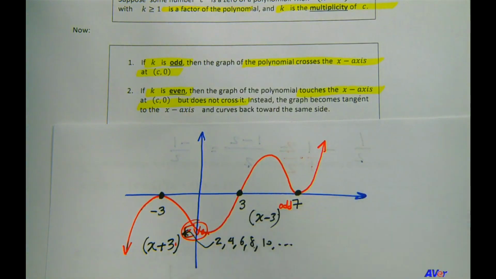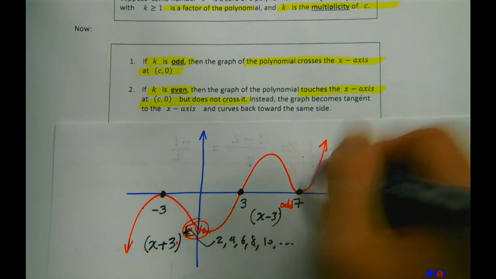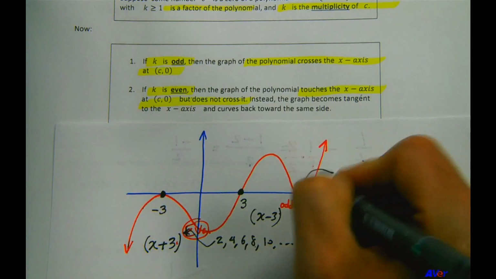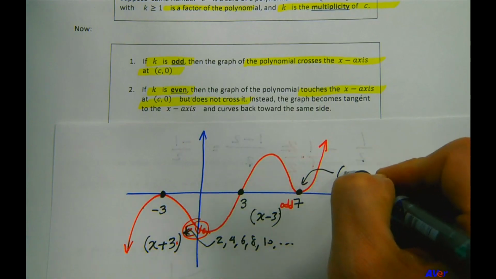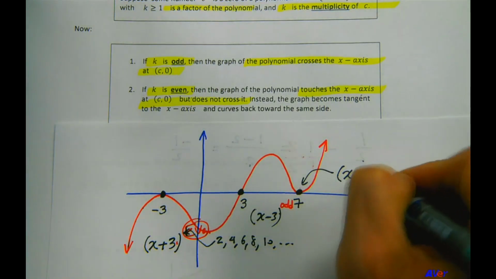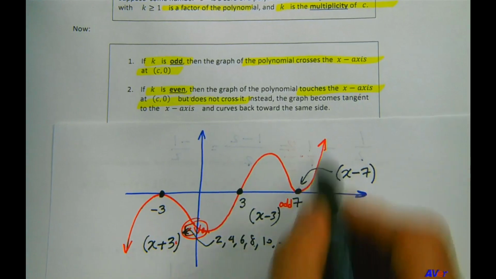It could have been x minus 3 cubed. It could have been x minus 3 to the first power. 1 is odd, right? 1 is an odd number. 5, 7, 9, 11. It could be any of those odd powers. And again here, we know that at that point, the polynomial has this factor, x minus 7 is a factor of this polynomial.